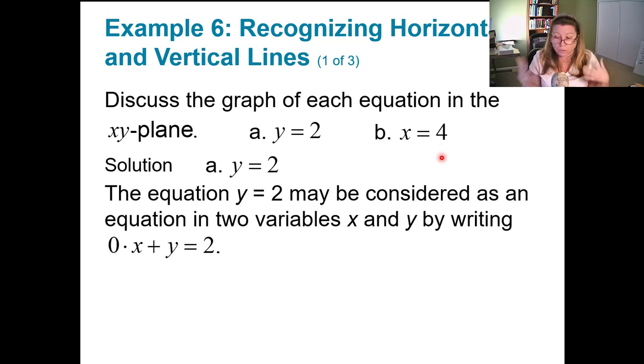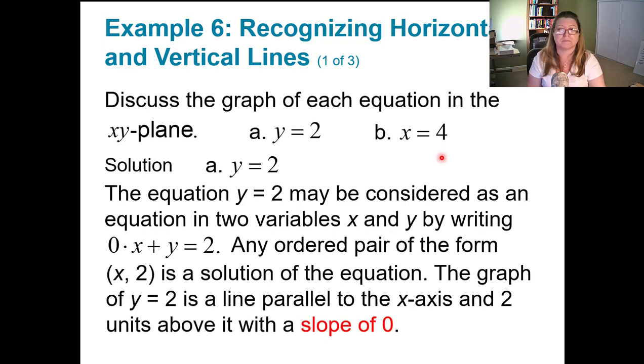Now, you could rewrite this as 0 times x and then plug in some value for x. Let's say 2. So now our point is 2, 2. Plot it. Let's try x is now 3. So your point is 3, 2. So it doesn't matter what x is. It could be anything. That line never changes. It's always horizontal. And our slope is 0. Don't forget, a horizontal line has the slope of 0.